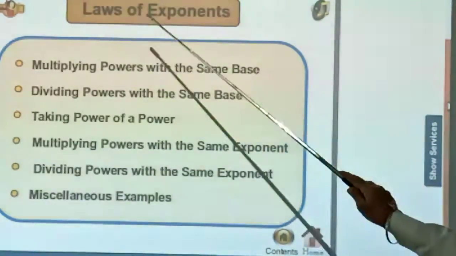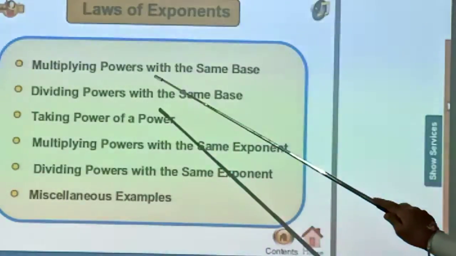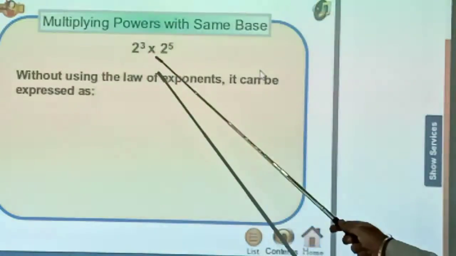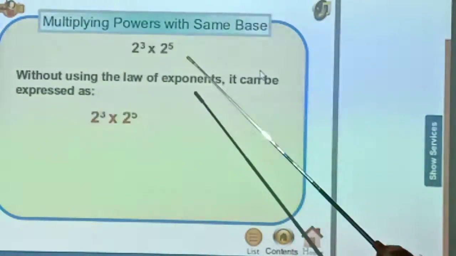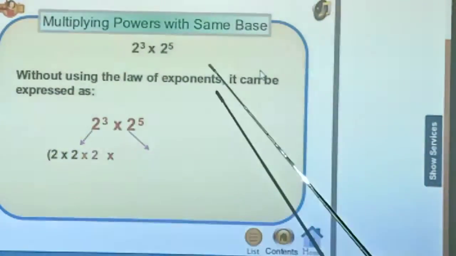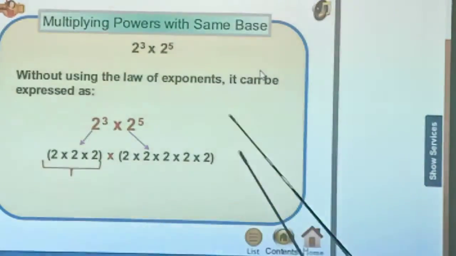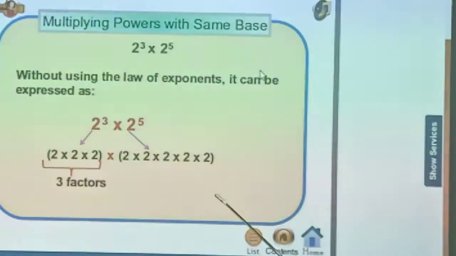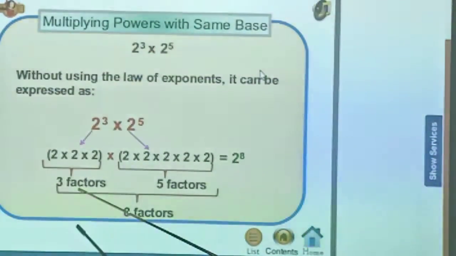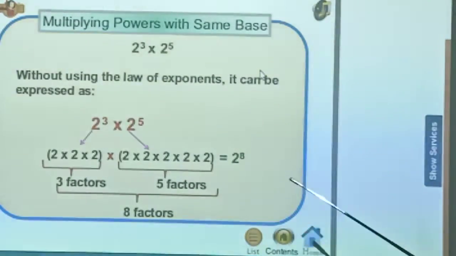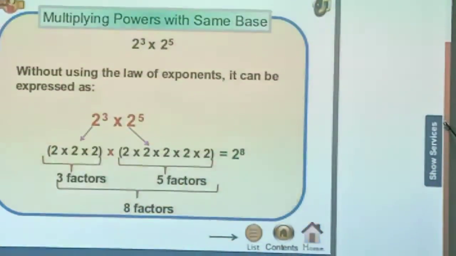First, law of exponent, multiplying powers with the same base. Here, two bases are same, 2 and 2. Powers are different, 3 and 5. They will get added, so we will have 2 raised to the power 3 plus 5, which is 8. And this is a complete explanation how we get 2 raised to the power 8. 3 factors here, 5 factors here, and in total we have 8 factors, and it means it is 2 raised to the power 8.